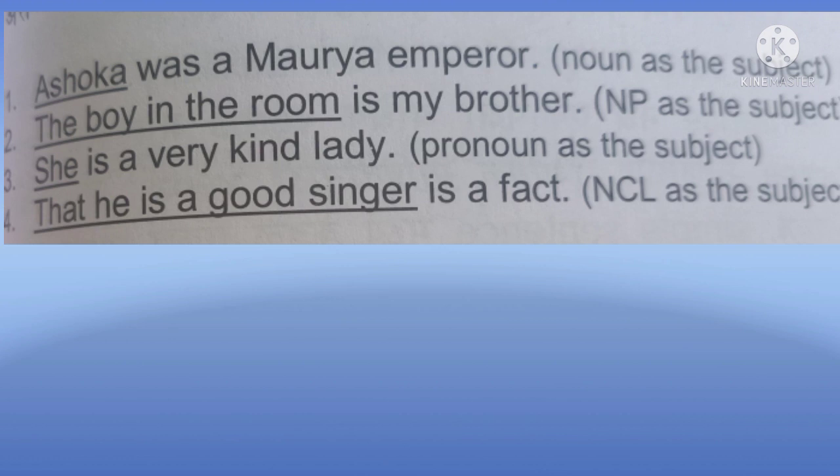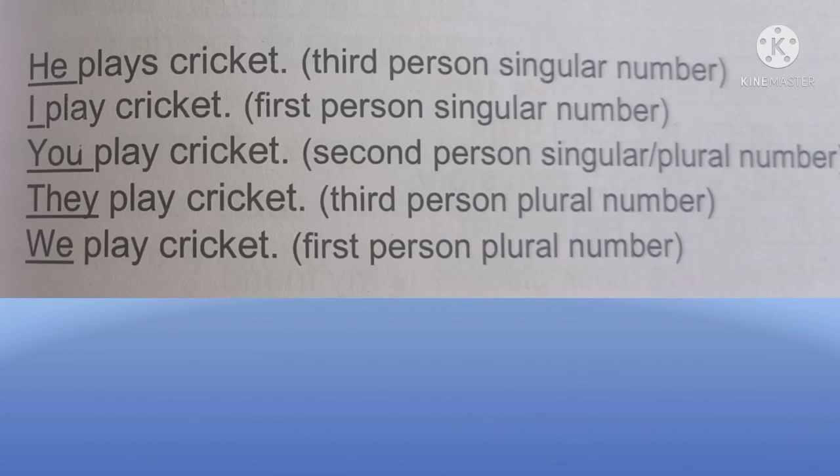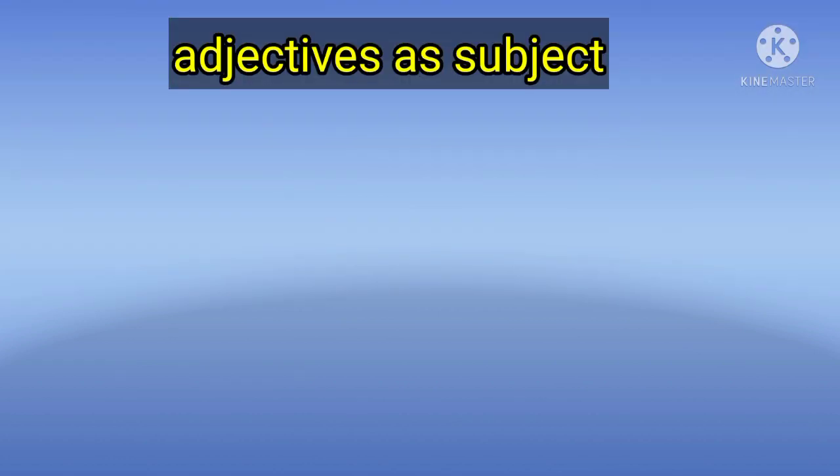Also try to look at these sentences and understand how the subject and verb agree with each other. He plays cricket. I play cricket. You play cricket. They play cricket. We play cricket. We have seen that the noun, pronoun, noun phrase or noun clause generally function as the subject of the sentence. But sometimes adjectives also function as the subject of the sentence. But they function as nouns when they are used as the subject or the object in the sentence.